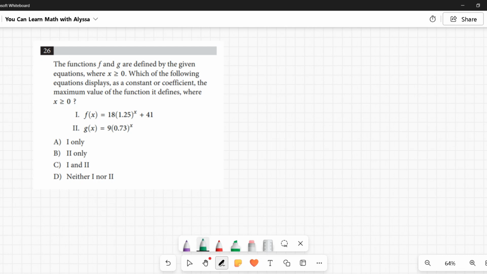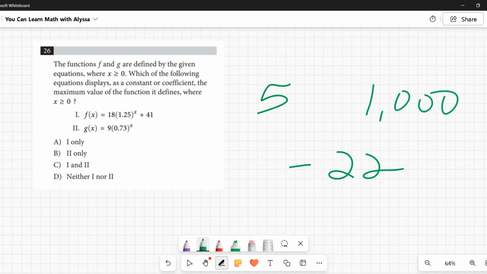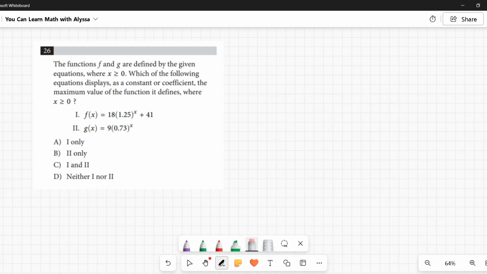A constant is a number that doesn't change. 5 is a constant. Negative 22 is a constant. 1,000 is a constant. 1/4 is a constant. A constant is not a variable. It's a flat number. It doesn't change. A coefficient is a number that is multiplying something, like 6x. 6 is my coefficient. X is being multiplied by it.